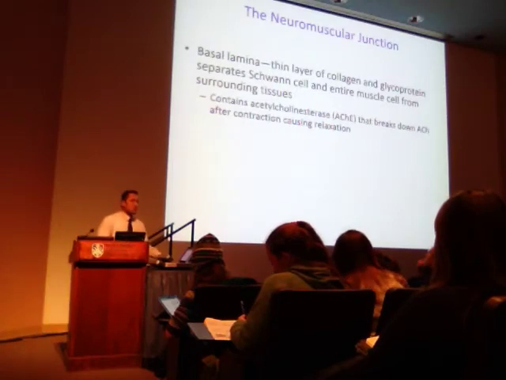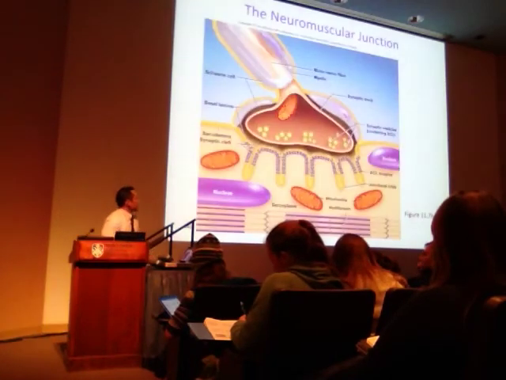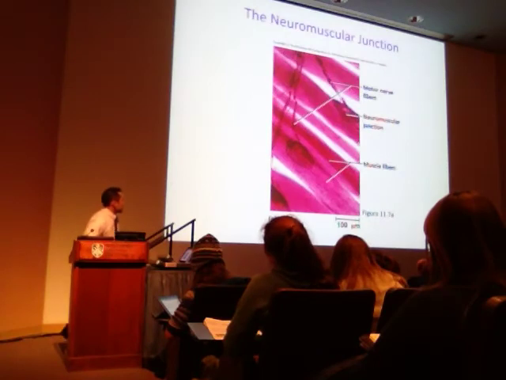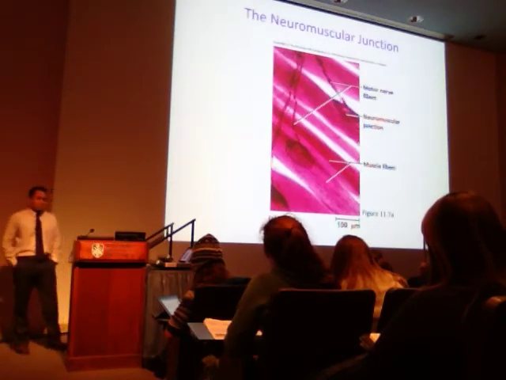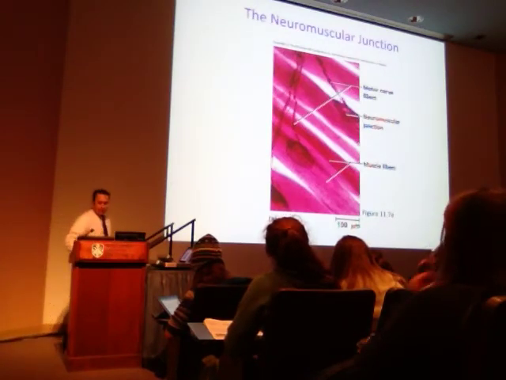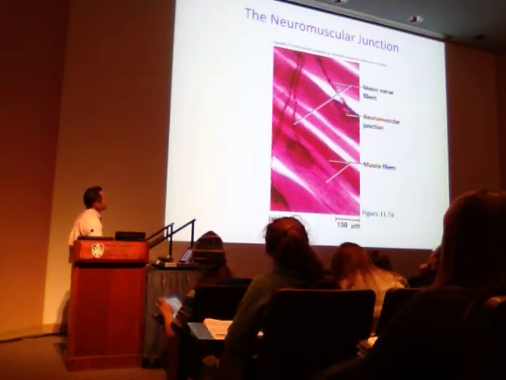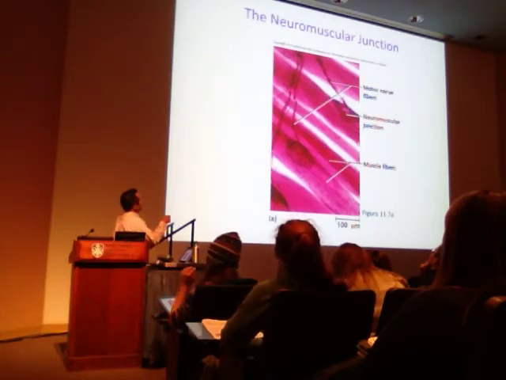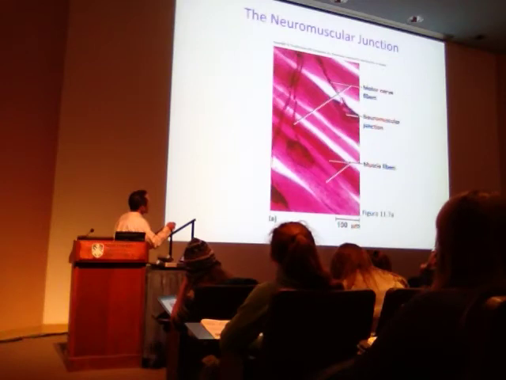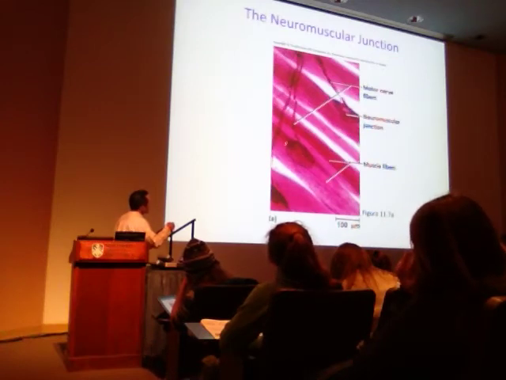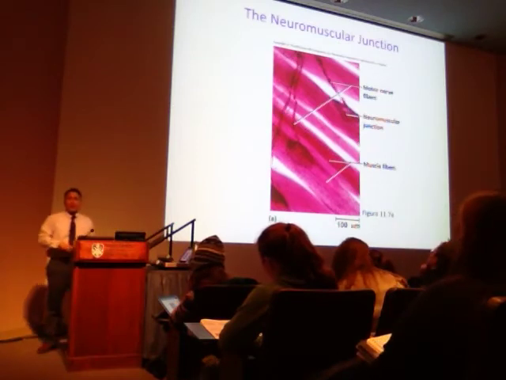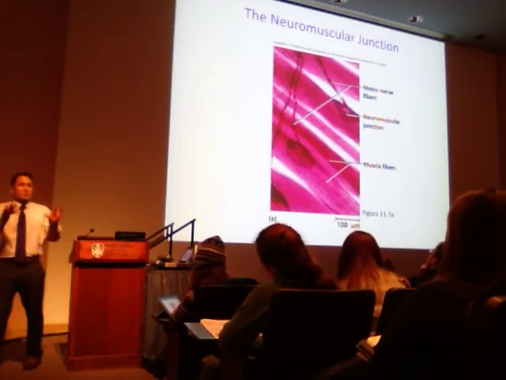Okay, so what does this look like? If we look at some other pictures, this is a high-powered light micrograph, histology, and you can see these muscle fibers. You can see the motor nerve fiber coming down, and you can see the neuromuscular junction that broadens out right here as it innervates that particular muscle fiber.